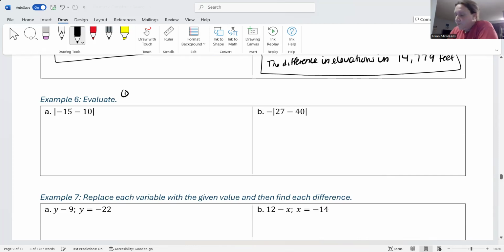So step 1, simplify the inside. And then step 2, find the absolute value.